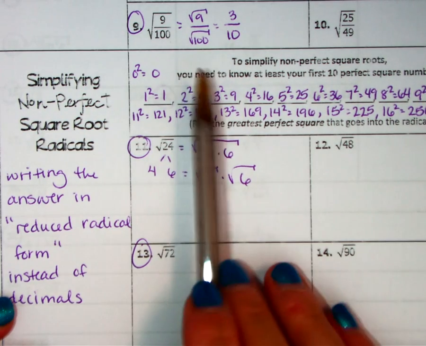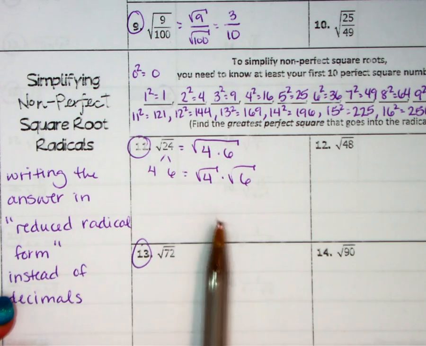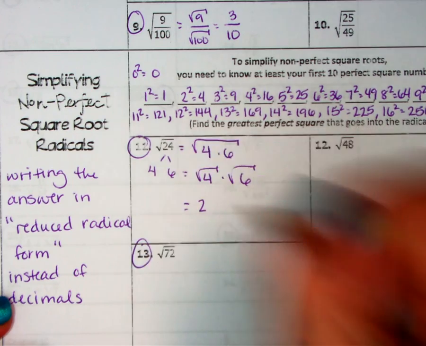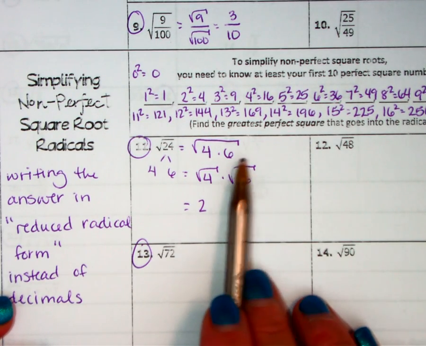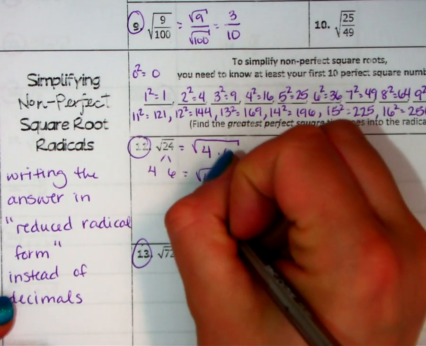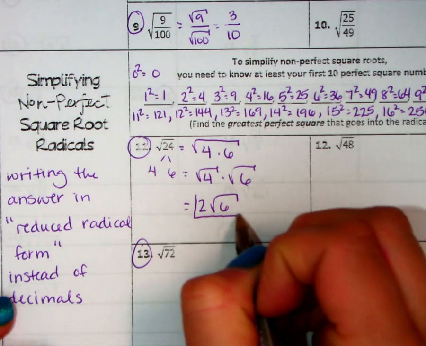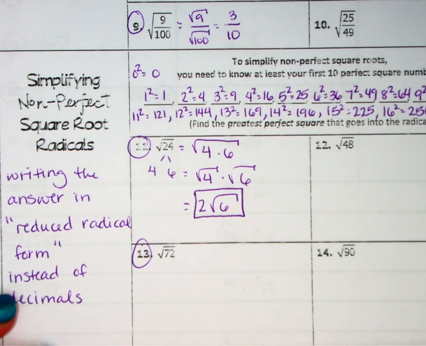Now we know 4 is a perfect square. We can see it right there. The square root of 4 is 2, so this part of it is going to reduce to 2. 6 is not a perfect square, so there's nothing we can do with this except leave it under the radical. So reducing the square root of 24, it reduces down to 2 root 6.